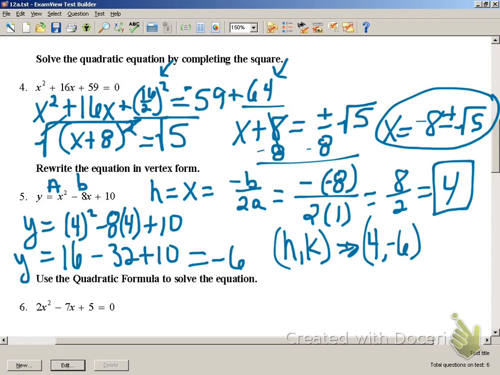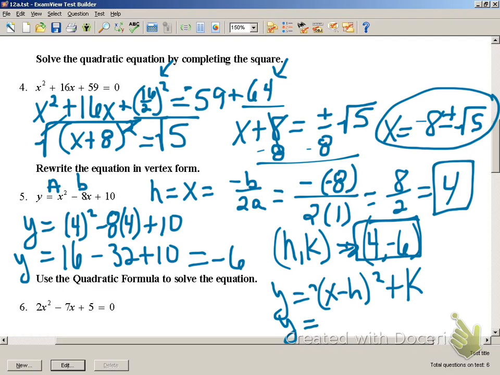So I've got to write my equation in vertex form, which is y equals a times x minus h squared plus k. So I'm taking these values and substituting them in. There is an a in front of that, but a, when we're going back, is 1, so I leave it alone. So it's y equals x minus 4 squared minus 6. That is vertex form of that equation.